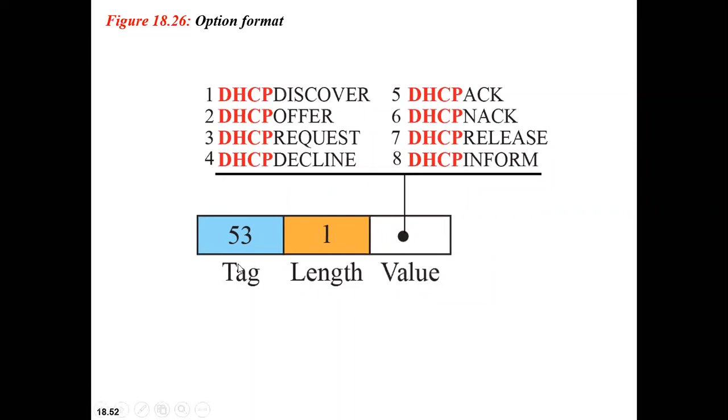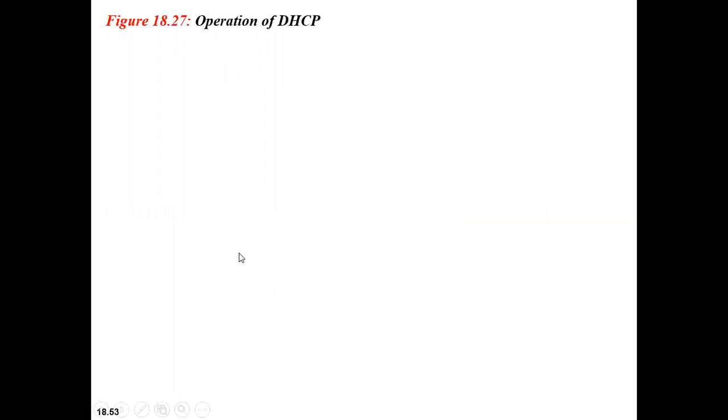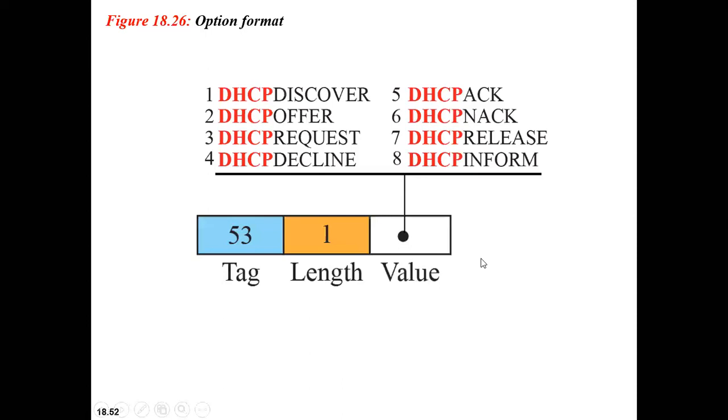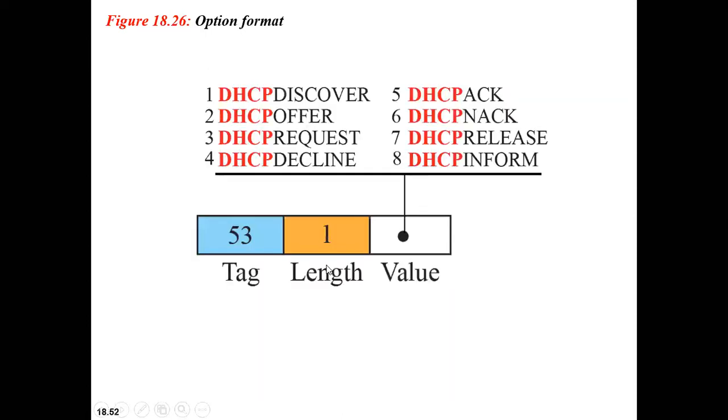So if the tag value is 53, this is of 1 byte. This shows the value field. If the tag is 53, the value field can have any of the 8 message types shown here.